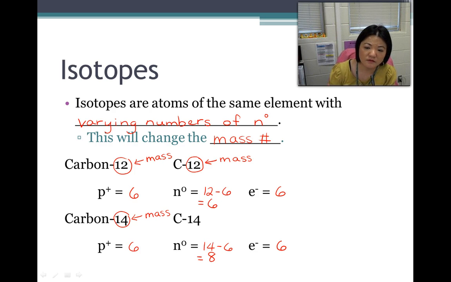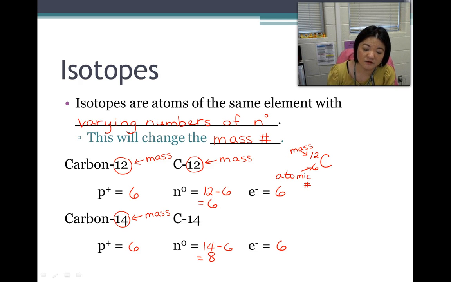Now we also have an isotope symbol. Isotopes are written like this, where this is the mass, and that is the atomic number.